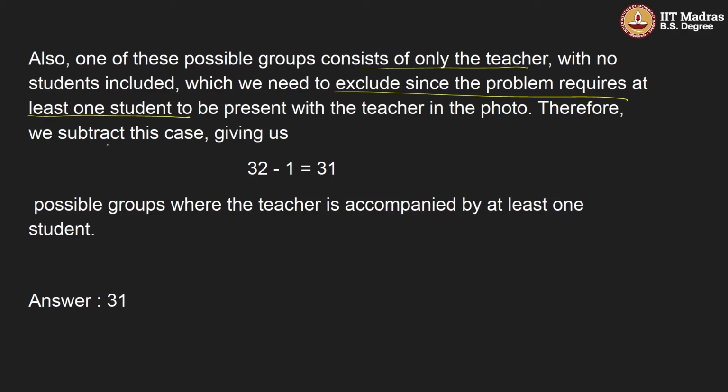So therefore we subtract this case, we get 32 − 1, which is 31 possible groups where the teacher is accompanied by at least one student. So our answer is 31. These are the 31 possible groups where the teacher is accompanied by at least one student.